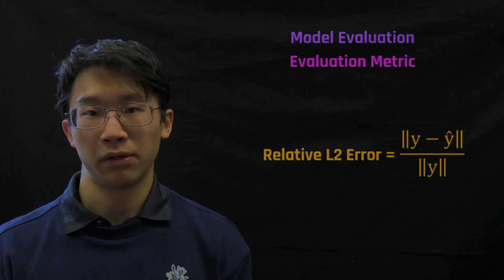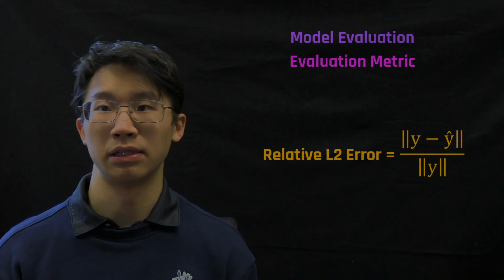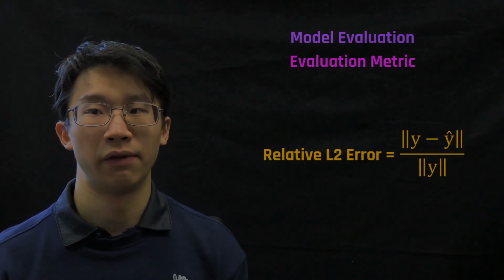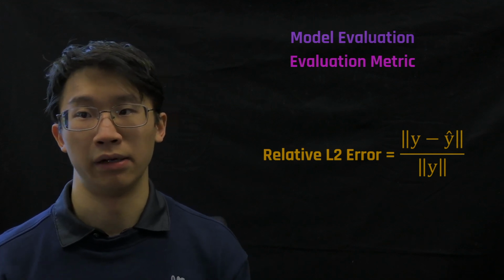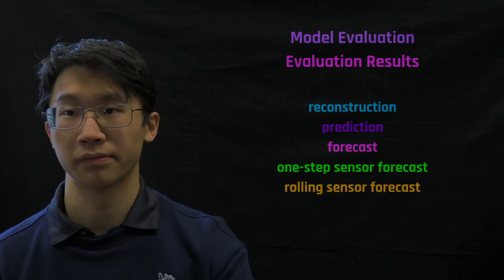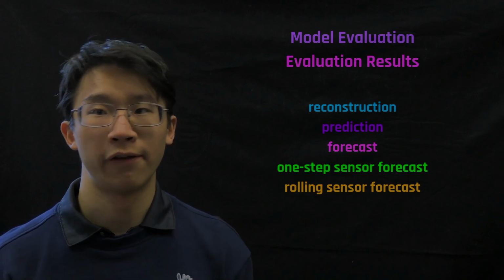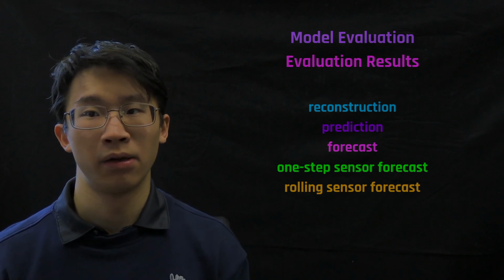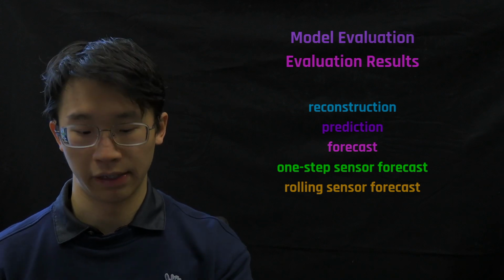Once you've trained your model, so you have a fitted SHRED model, you can evaluate it. So here is model evaluation. The default metric used in the package is the relative L2 error. This is the 2 norm of the difference between the truth and the prediction over the 2 norm of the truth. And for the evaluation results, there are 5 main categories: the reconstruction evaluation, prediction, forecast, one-step sensor forecast, and rolling sensor forecast. So there are 5 different evaluations.